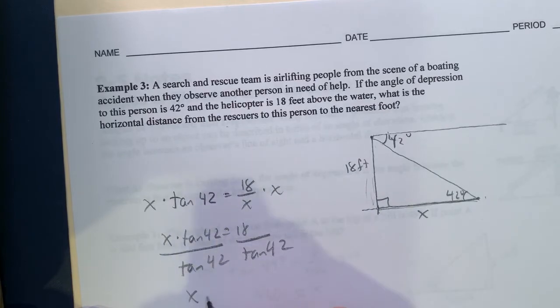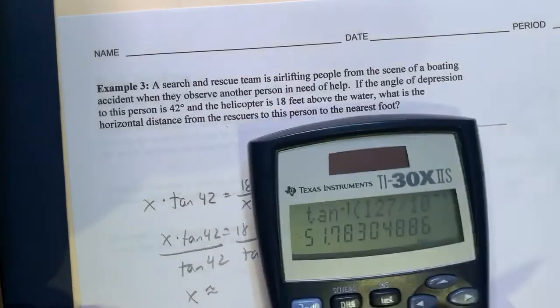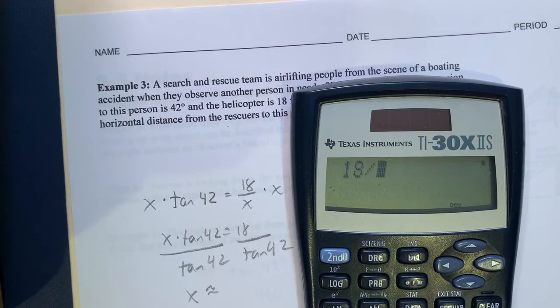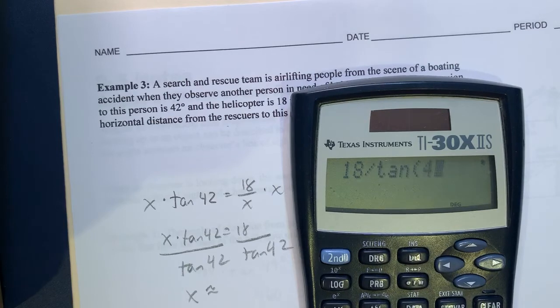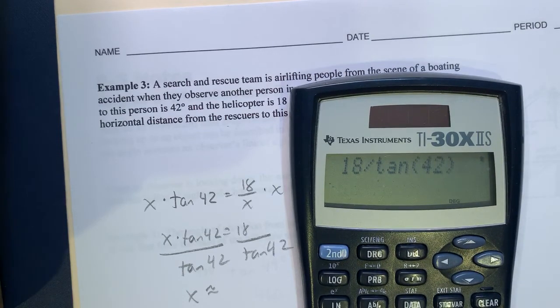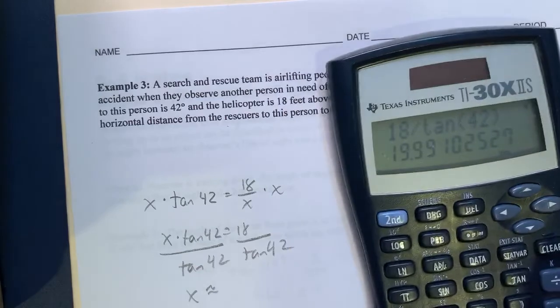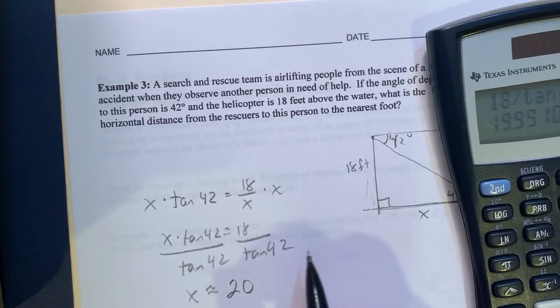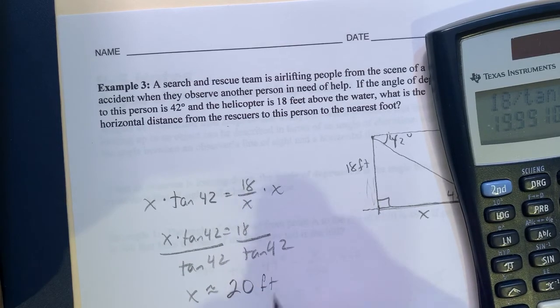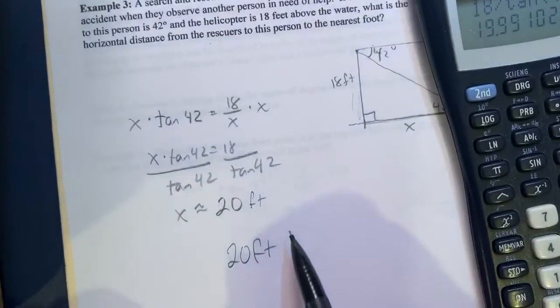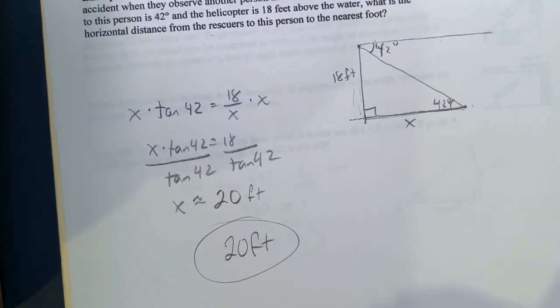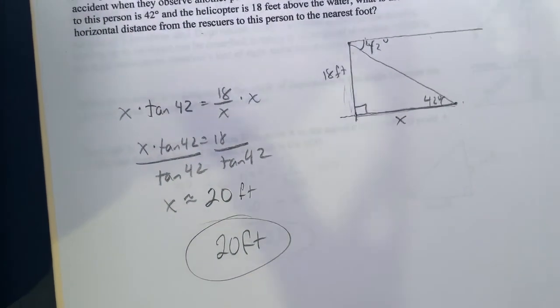These cancel, so I'm left with this. So all I have to do is type this in. 18 divided by tangent 42 in parentheses, and I get 19.99. Said to the nearest foot, so about 20 feet. So that horizontal distance would be 20 feet. So that's angle of elevation and angle of depression.